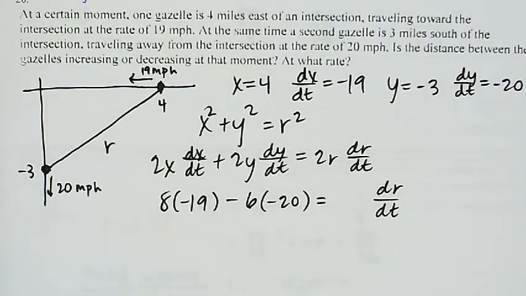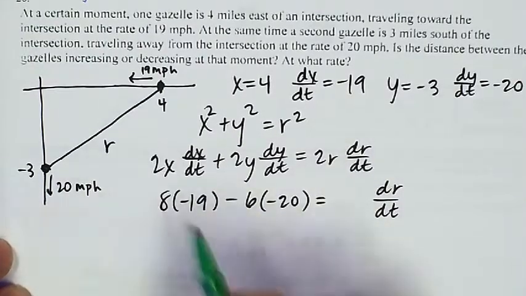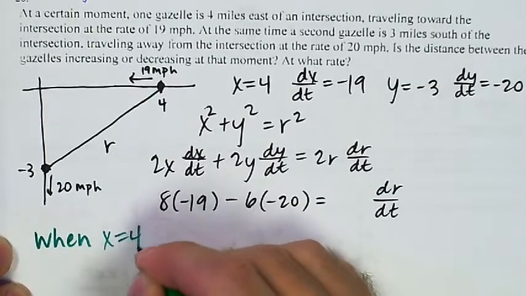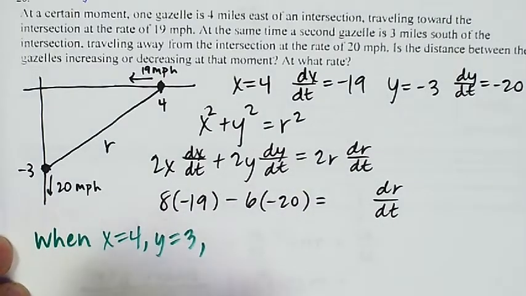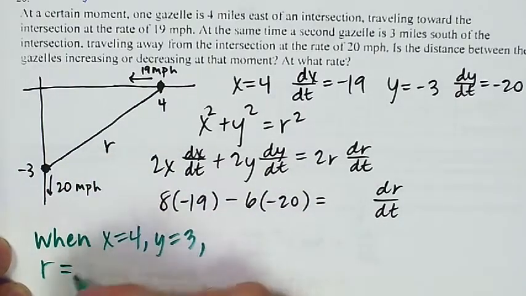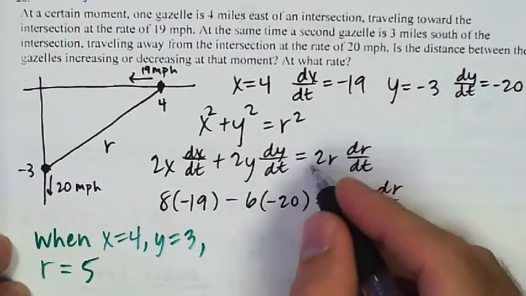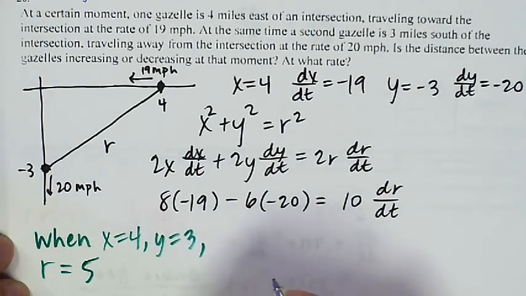So at the time when x equals 4 and y equals 3, we have r equals the square root of 16 plus 9. Oh, it's 3-4-5. Oh, okay, I see that. For some reason, I thought it was 2 and 3. Okay, I thought we were going to have a bad radical. But that's really nice. Okay, so 2 times r is 2 times 5 is 10 dr/dt.